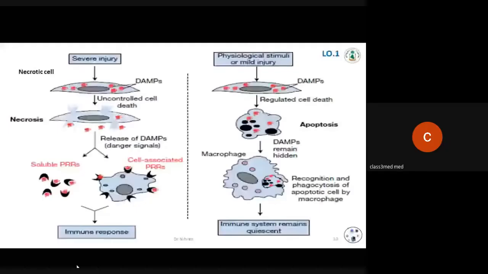After rupture of the plasma membrane, the DAMPs, danger-associated molecular patterns, will be released, and the immune response will start when these DAMPs bind with PRRs and stimulate the immune response.